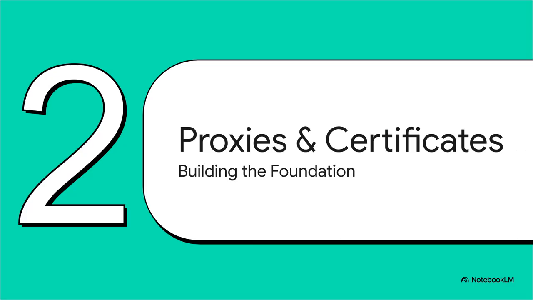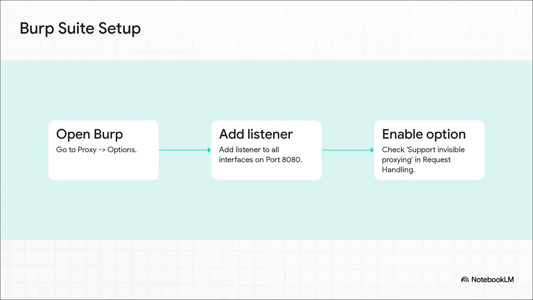All right, moving on to Section 2, Foundation: Proxies and Certificates. Because look, before we start running exploits or writing any scripts, we have to build our base camp. Setting up Burp Suite is always step 1. You're going to add a listener on all interfaces, typically on port 8080. But step 3 is the one people miss all the time. You absolutely must enable Support Invisible Proxying under the Request Handling tab. You might be wondering, why does this matter? Well, it's because mobile apps often just don't send those standard HTTP proxy headers like a normal web browser would. Invisible proxying is what allows Burp to capture those direct requests seamlessly.